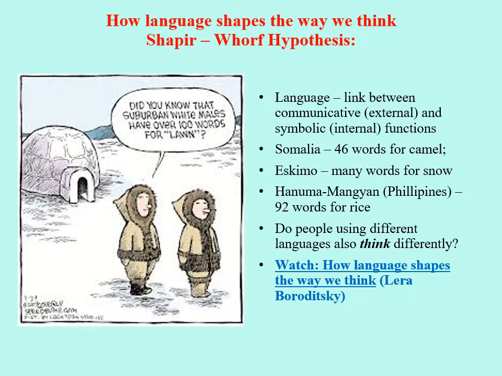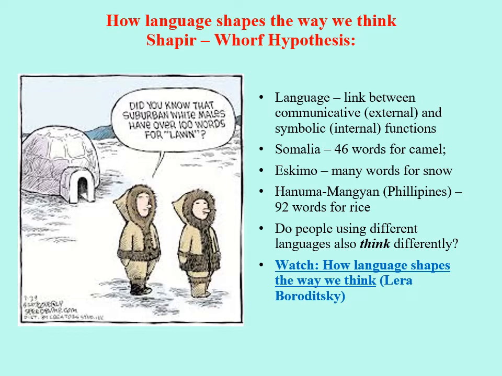For example, in Somalia, there are 46 different words for camel. The Somalians can think about camels in a much more sophisticated way than we can, who only have one word. The Eskimo have many different words for snow because that's important in their culture. The Hanunuo Mangyan culture in the Philippines apparently have 92 different words for rice.